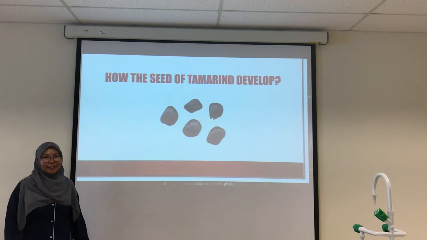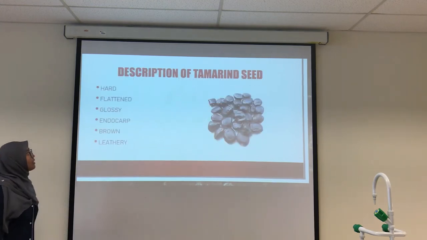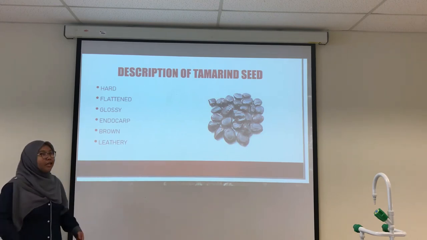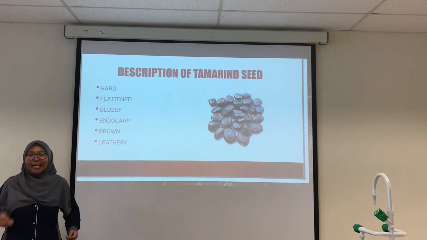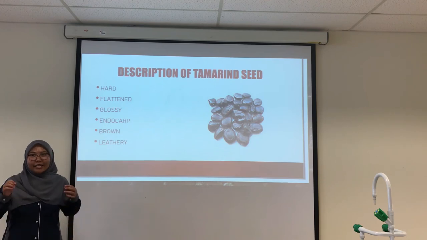Next, let's discuss how the seed of the tamarind develops. First things first, we have to know the description of the seed. It is hard, flattened, glossy and has endocarp. It is brown in color and has a leathery skin.